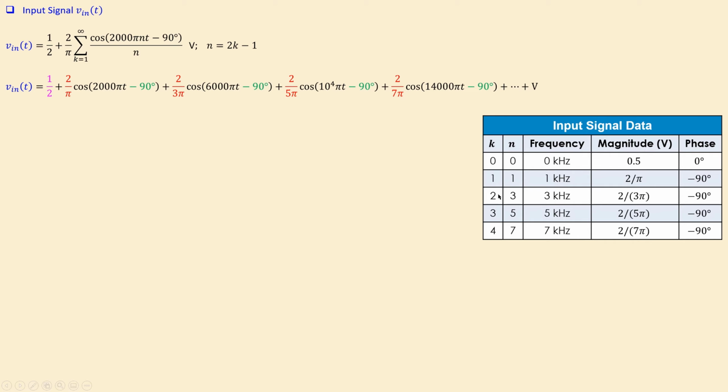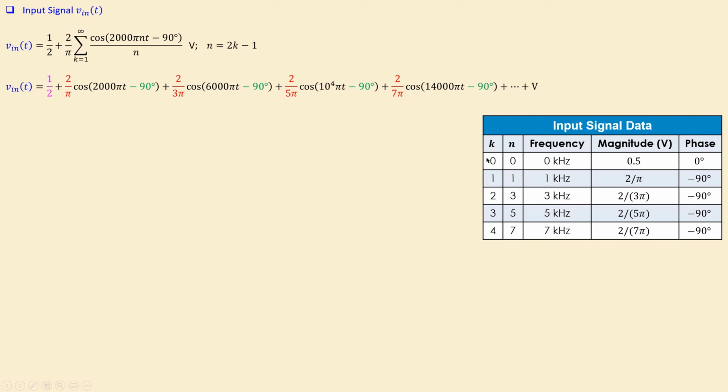Now if I just collect the terms here, just to give you an idea what's going on, this was the k, which was given in the summation of the expression, and this is the associated n. So if k is 1, n is 1, k is 2, n is 3, k is 3, n is 5, k is 4, n is 7, using this formula. The frequency is 0 kilohertz, which is of course just DC. 1 kilohertz is when we have the first harmonic, which is just the fundamental frequency. And 3 kilohertz, 5 kilohertz, and 7 kilohertz are all harmonics.